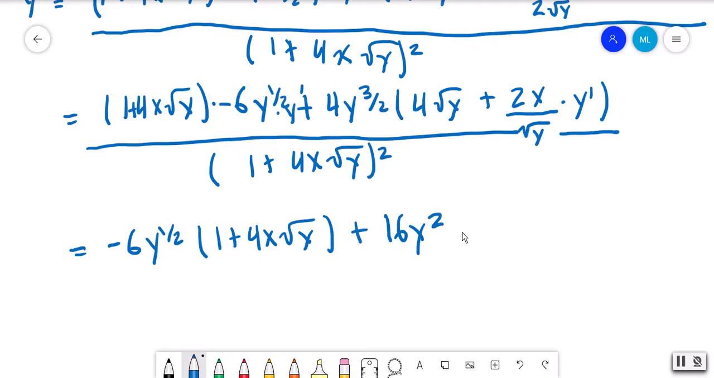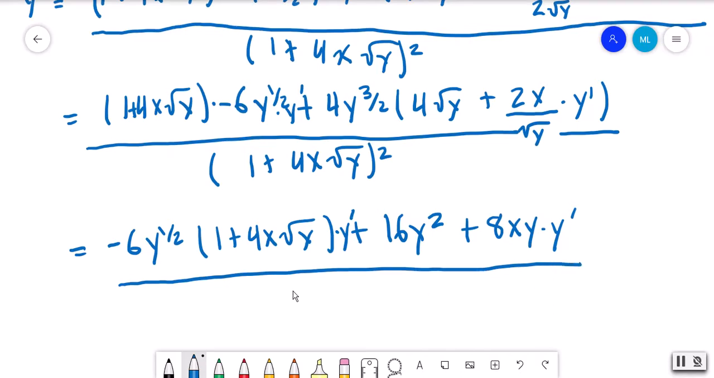So I'm going to have 16 y squared. And then from here, I'm going to have 8 plus 8x. Now, when I distribute this right here, the y to the 3 halves, I'm taking away a half from it. So that actually should just be 8xy. Oh, and I keep forgetting that y prime over here. Y prime. And then there's another y prime right there. Okay. Now all of this is divided by the denominator squared. So we have 1 plus 4x times the square root of y, and that's going to be squared.